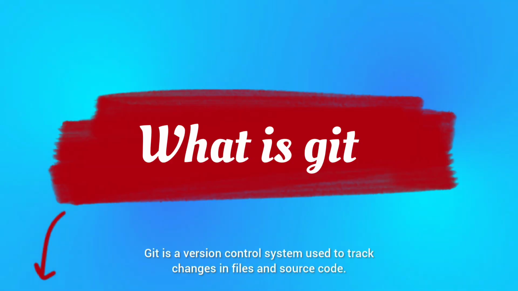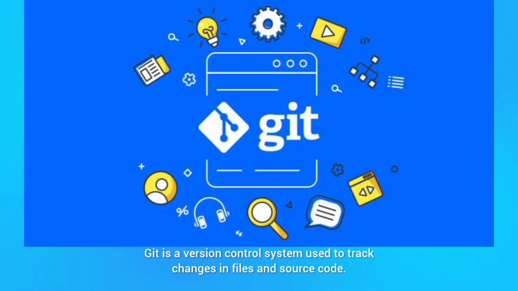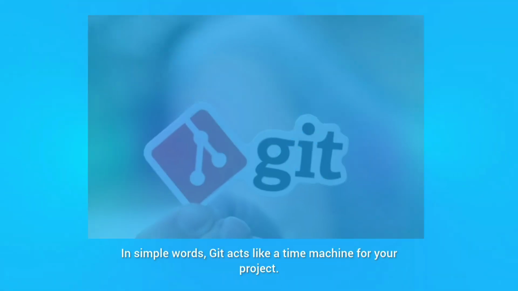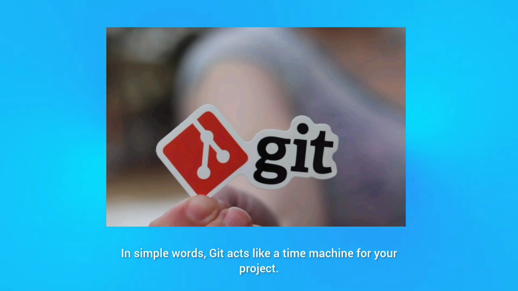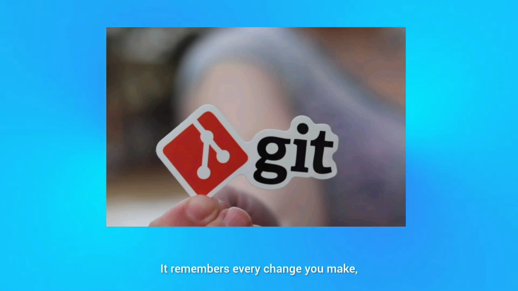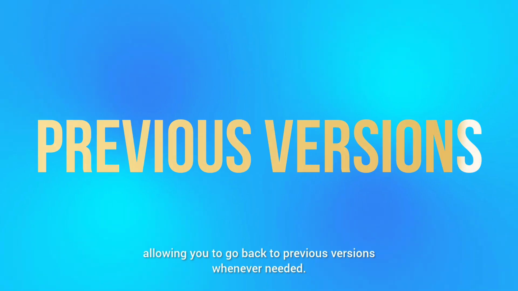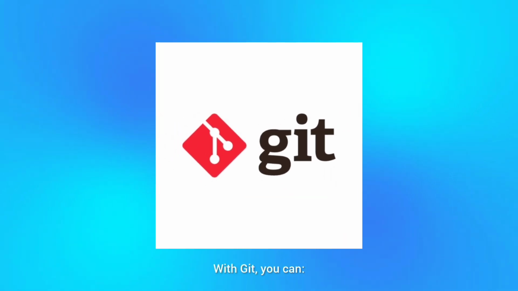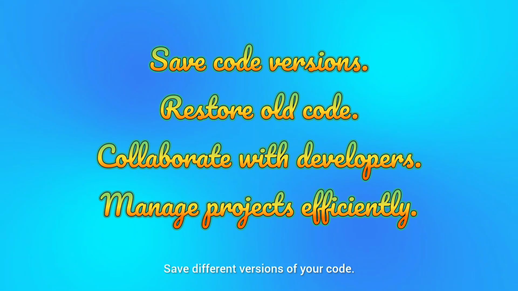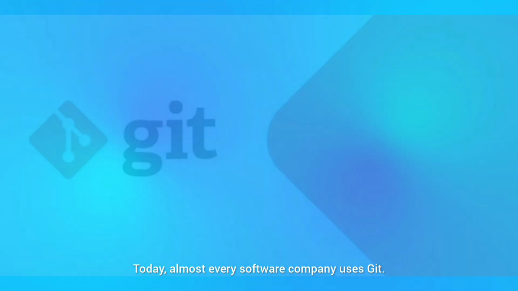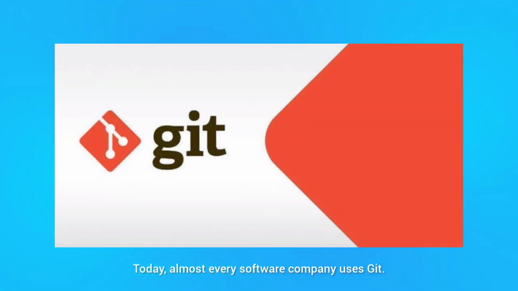What is Git? Git is a version control system used to track changes in files and source code. In simple words, Git acts like a time machine for your project. It remembers every change you make, allowing you to go back to previous versions whenever needed. With Git, you can save different versions of your code, restore old versions, work with other developers, manage large projects efficiently. Today, almost every software company uses Git.